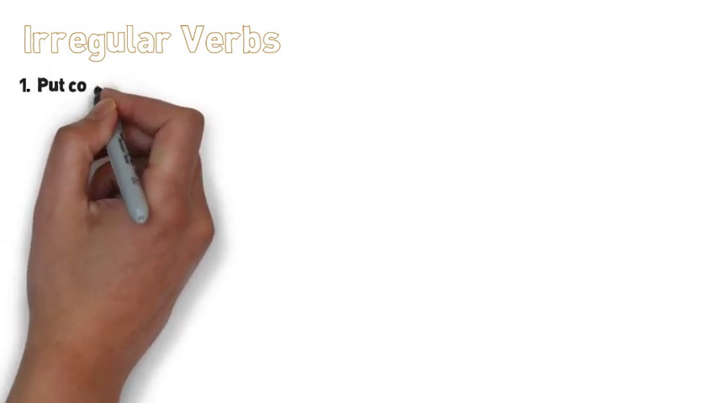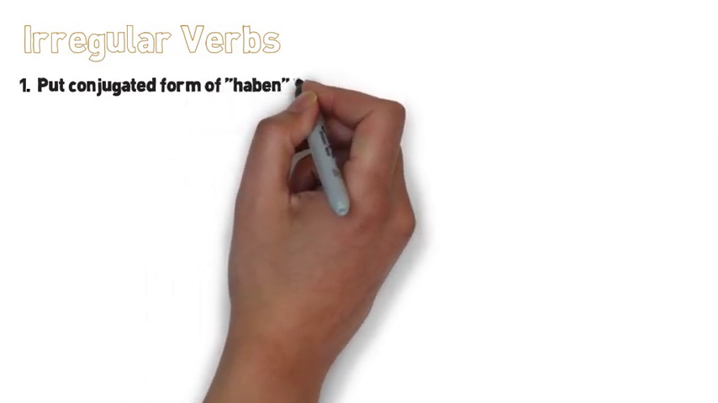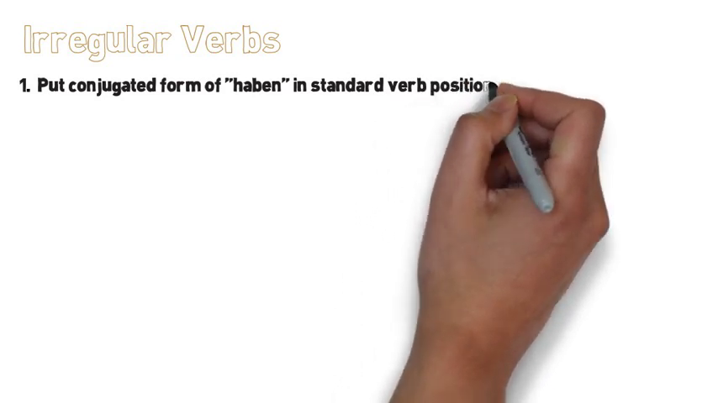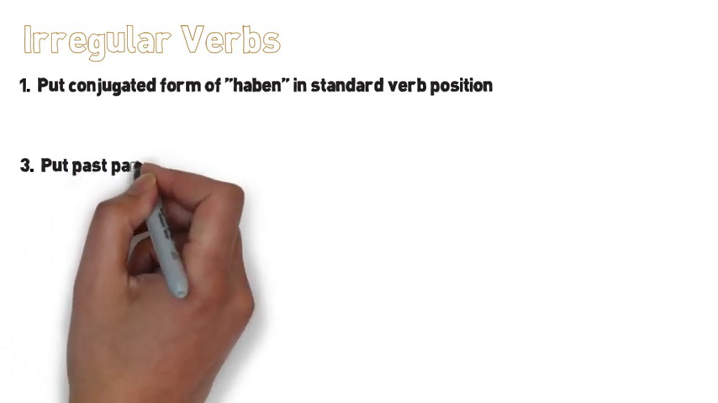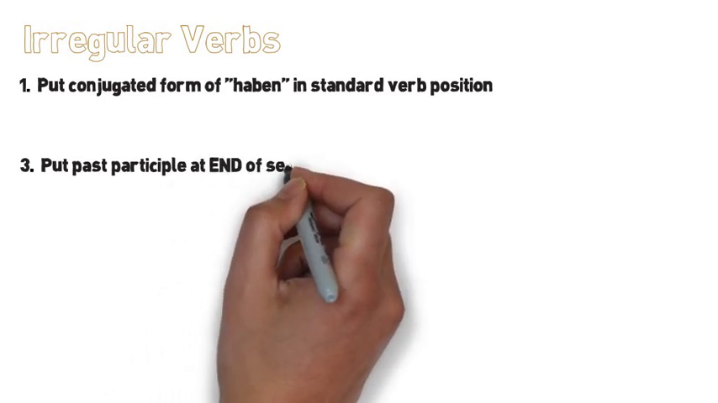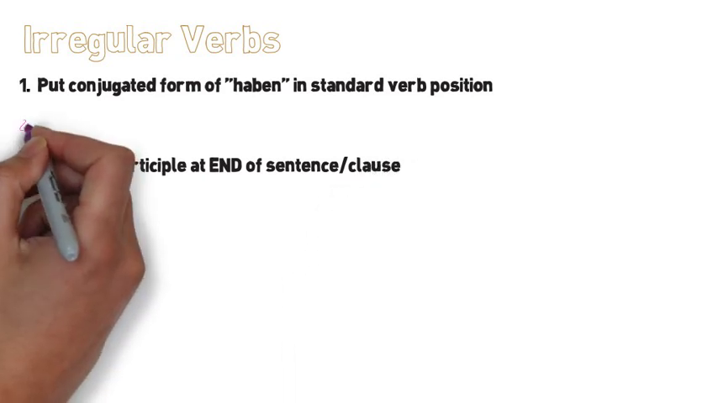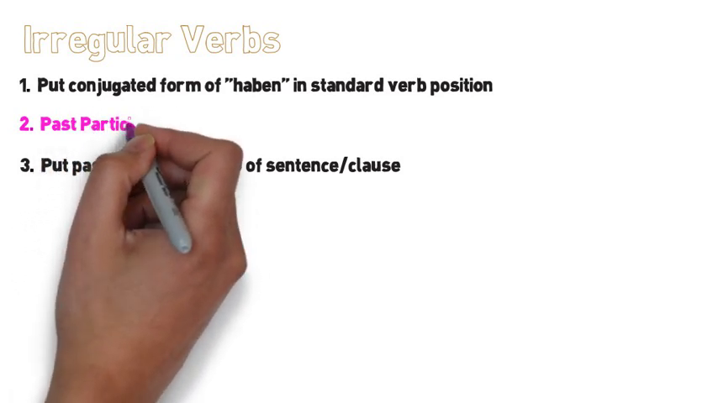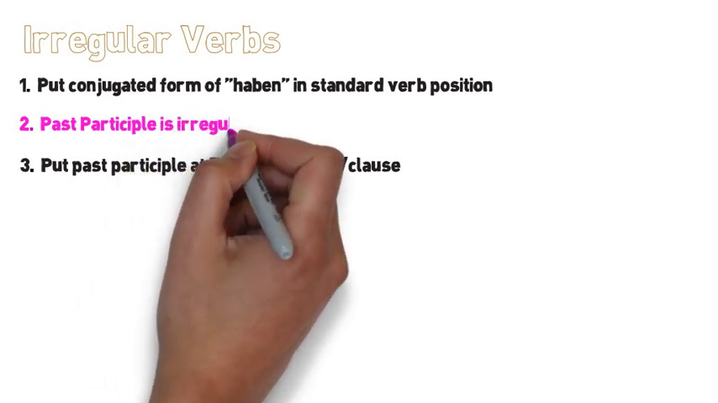The good news about irregular verbs is that you'll still need a conjugated form of haben in standard verb position. Also, the past participle will still go at the end of the sentence or clause, just like it did in the examples we just saw with regular verbs. What makes irregular verbs tricky, of course, is that the past participle itself is irregular or unpredictable. It doesn't follow a simple pattern like adding a ge and a t.